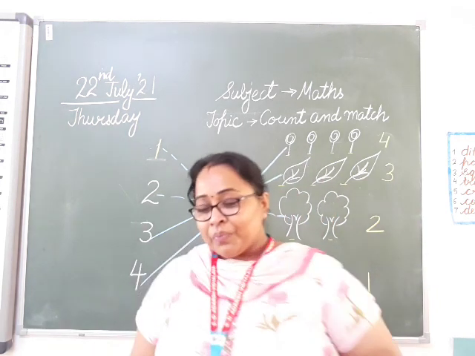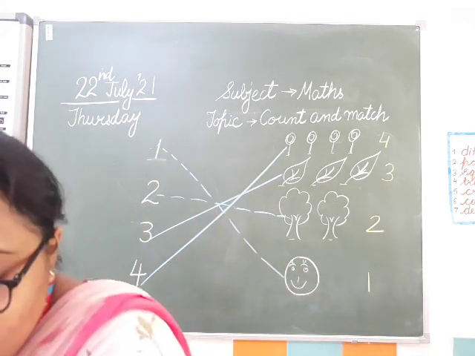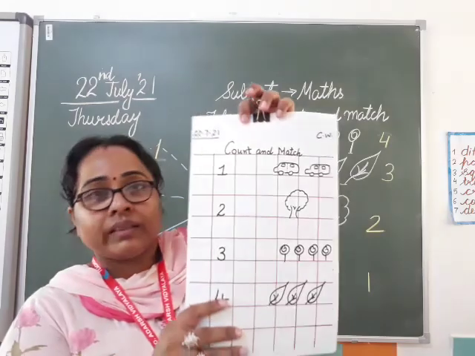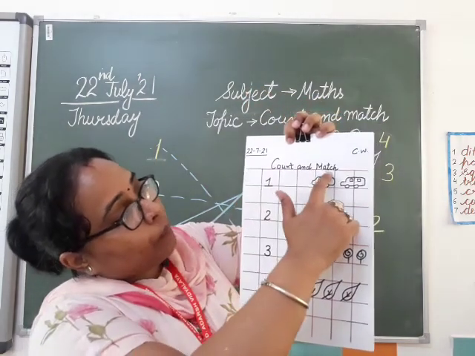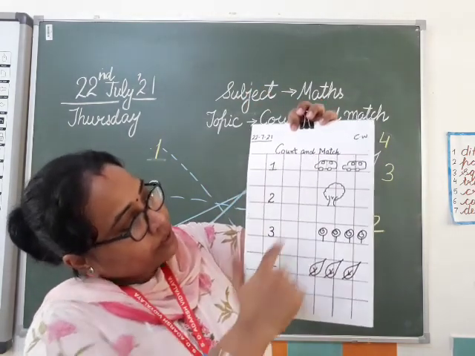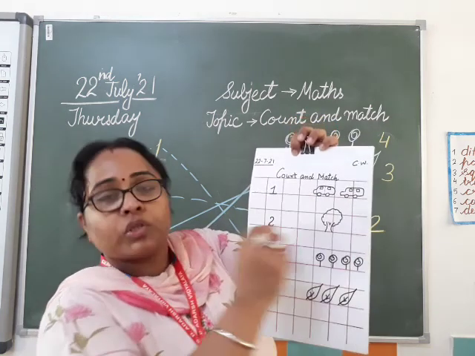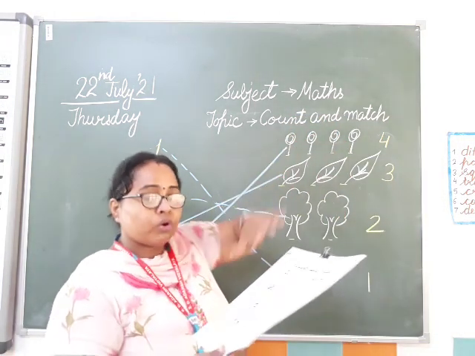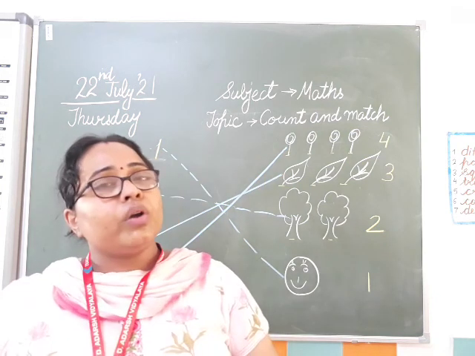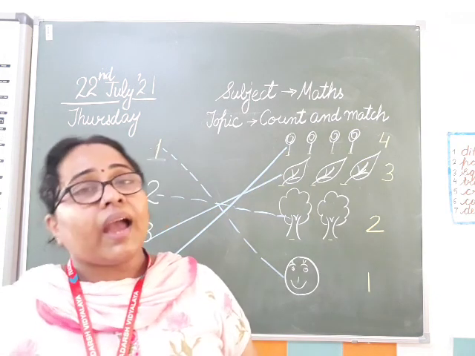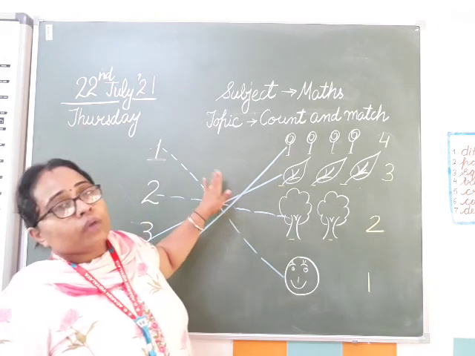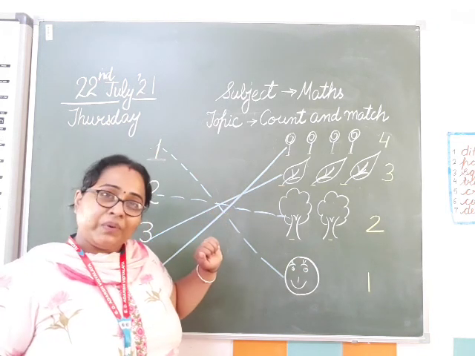Okay? Now, let's see how you are going to do your work in the notebook. So you have your square notebook like this. There you will write the topic, numbers, and draw some pictures. You can draw any picture. You can take these pictures. You want to draw something else, it's your wish. Draw any picture, and like this you are going to do your count and match work in the notebook.